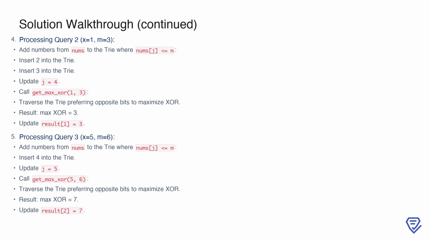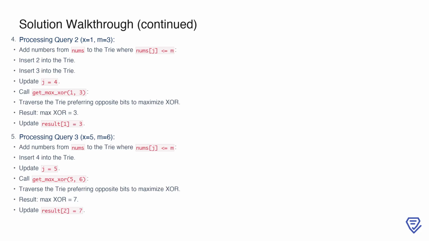This value is stored in result 1, updating the result array to 1, 3, -1. Finally, we process the query with x equals 5 and m equals 6. From nums, we add 4 to the tree since it satisfies the condition nums[j] equals m. We update j to 5, indicating that all numbers have been processed.